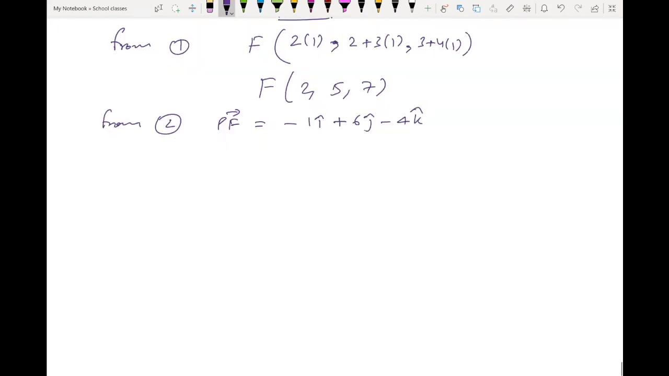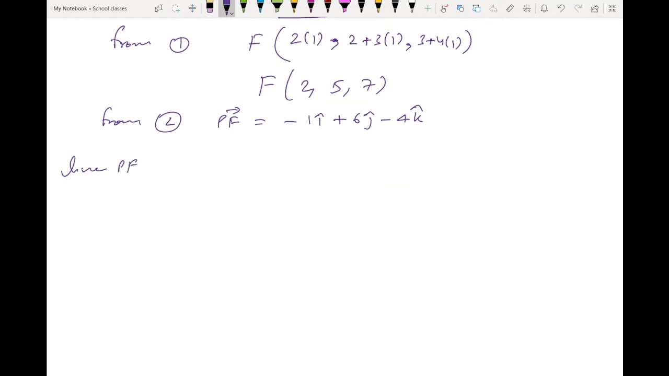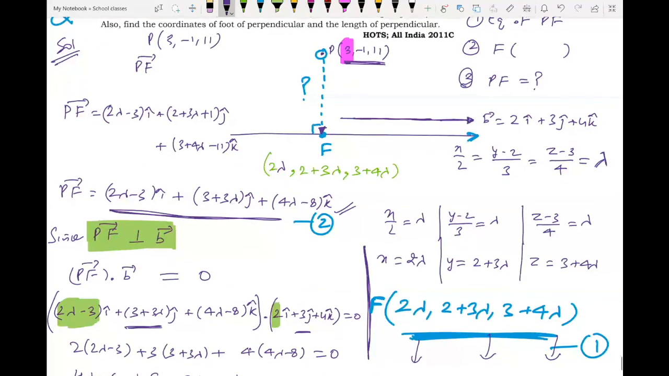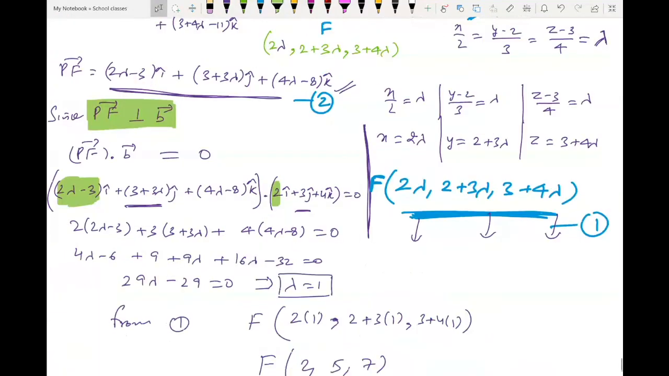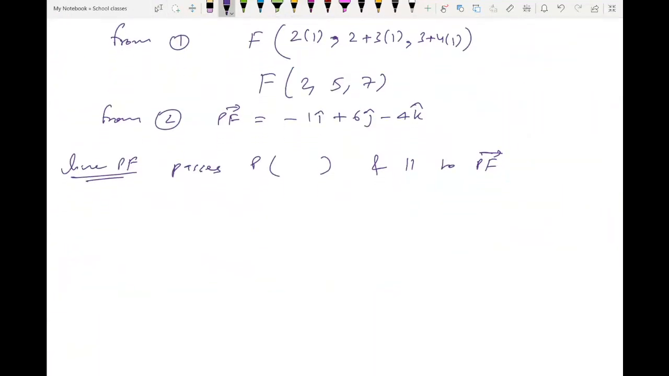And you all know line PF passes through P. We have got the point P and it is parallel to the PF vector. Okay, what was point P? See from the figure, from the question, that is 3, minus 1, 11. So this point is nothing but 3, minus 1, 11. And what is the PF vector? We just got it now: minus 1 i cap plus 6 j cap minus 4 k cap.